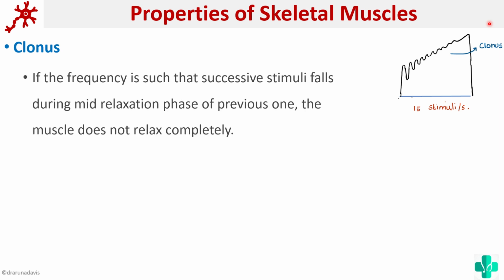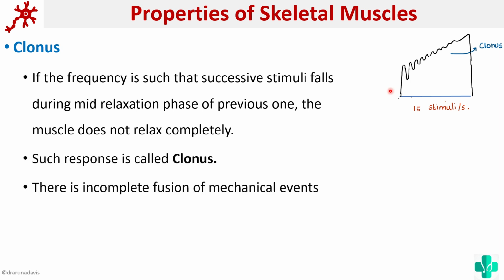That is, if the frequency is such that the successive stimuli fall during the mid relaxation phase of the previous one, the muscle does not relax completely, and such a response is called clonus. And this is because of the incomplete fusion of the mechanical events. Here there's incomplete fusion causing this undulated recording here.